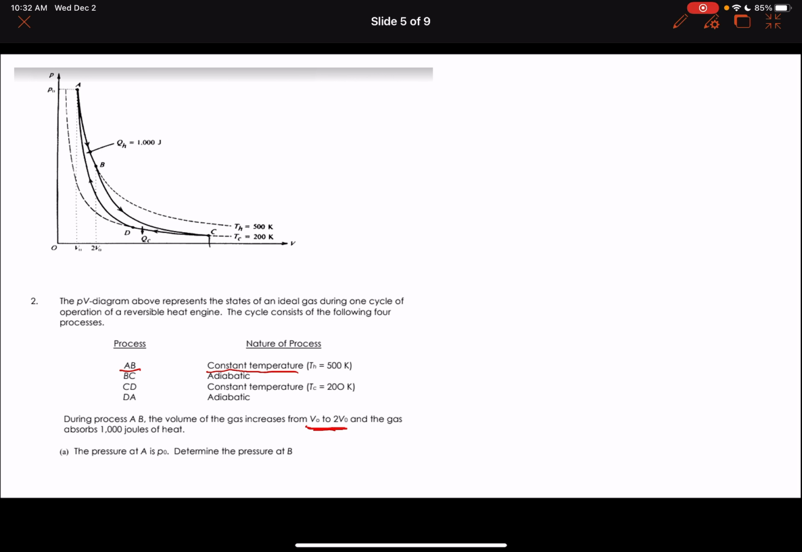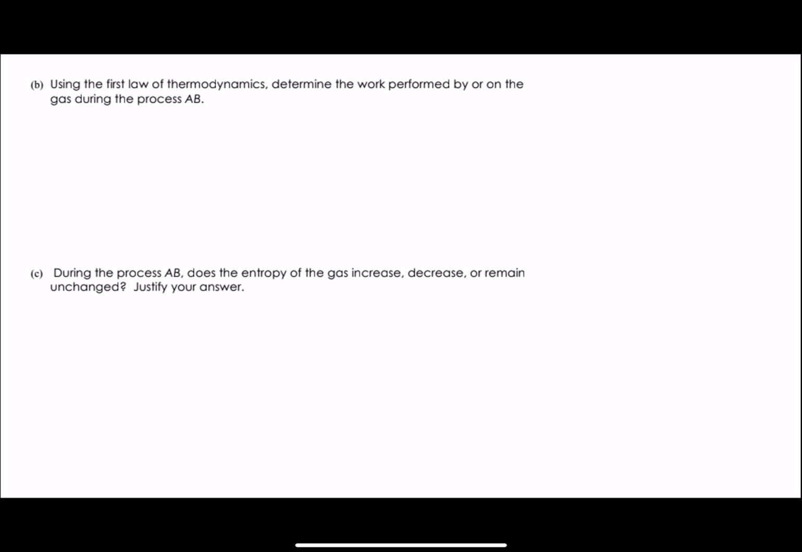So I say all that because now our question is saying that during the process AB, the pressure at A is P naught. Determine the pressure at B given that the gas increases from V naught to 2V naught. So again, PV equals nRT. In this case, volume is increasing by double, right? Volume is increasing by 2, which must mean that P is halved. So if the pressure at A is P naught, that must mean the pressure at B is 1/2 P naught.